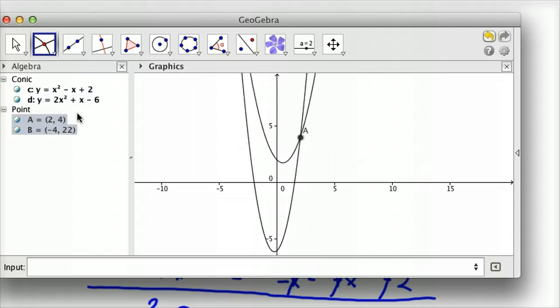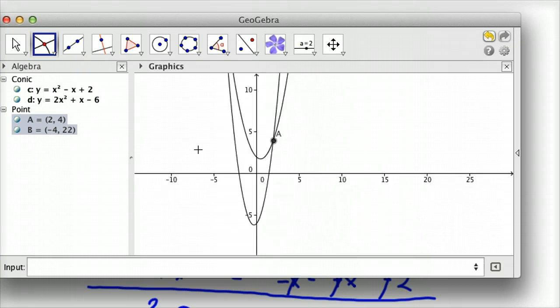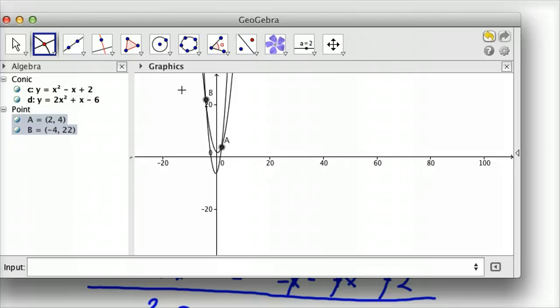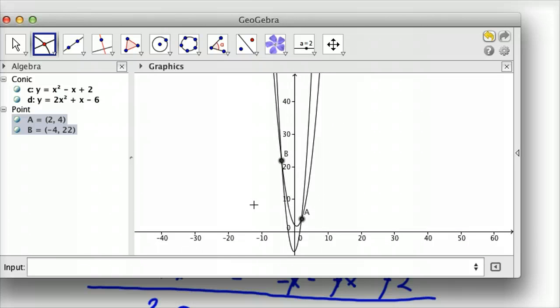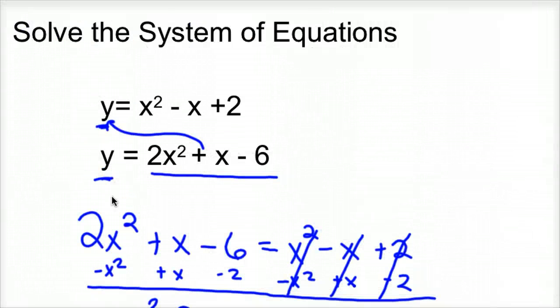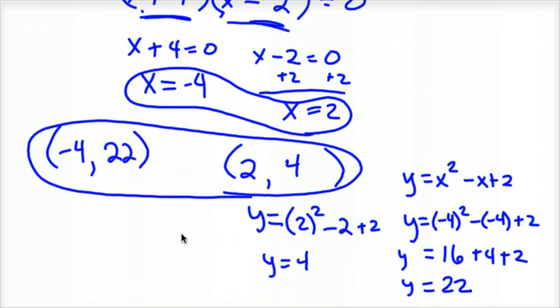And they meet here at A, which is 2, 4, and they meet at negative 4, 22. And so if you want to zoom out to see where that's at, there it is. And zoom in. So there's what's happening graphically, and there's what's happening algebraically. So hope this helps. See you next time, and good luck.